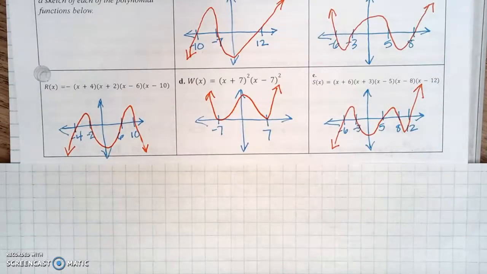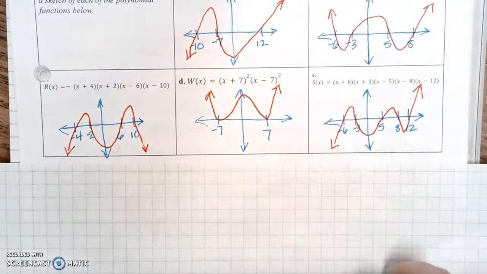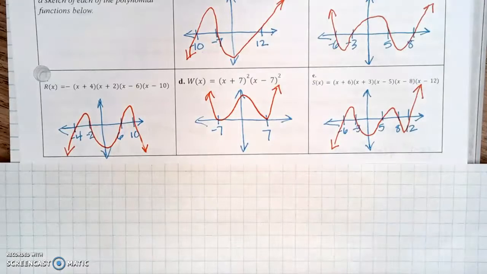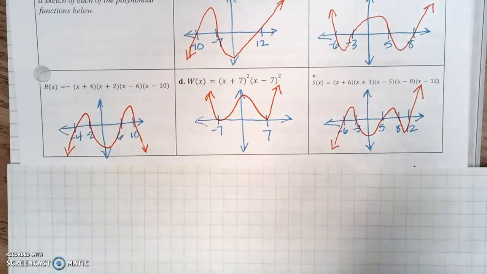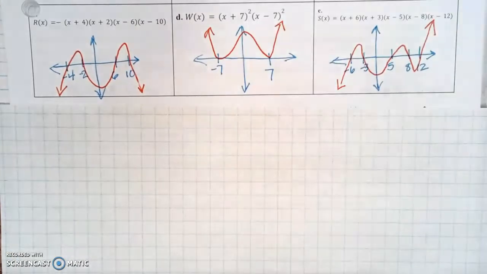And for E, we have crossing the x-axis at -6, -3, +5, +8, and +12. The whole polynomial function is positive, so we know it's going to end up going to positive infinity as our x increases. Okay? Are those big enough? Can you guys see them okay? We're good? Okay.